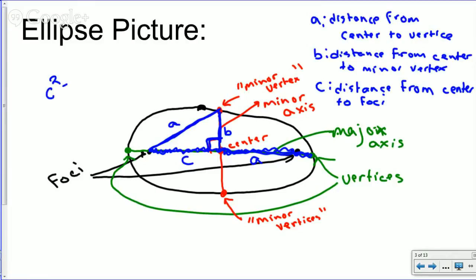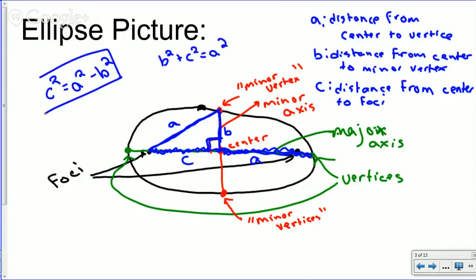So in this case, C squared is going to equal your A squared minus your B squared. Remember the order of these. Your hypotenuse goes all by itself. So if I would write this the normal way, it would be B squared plus C squared equals A squared. But I went ahead and solved it for C, which is what we're going to look for.